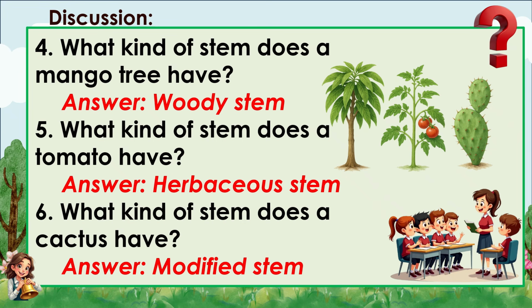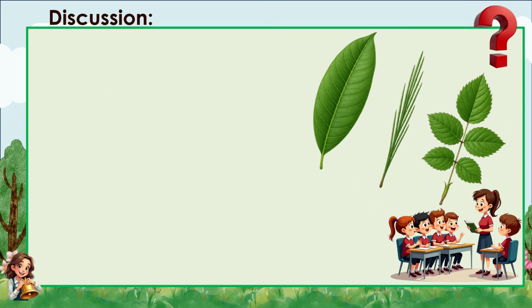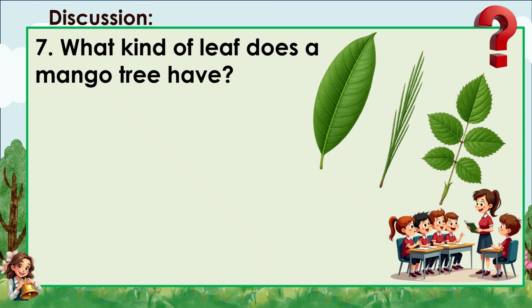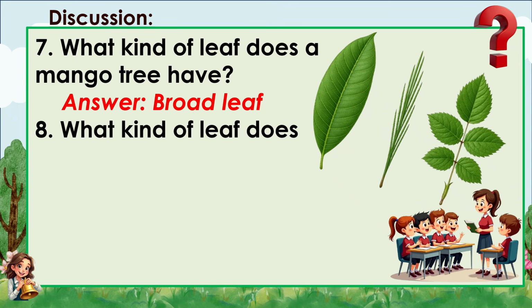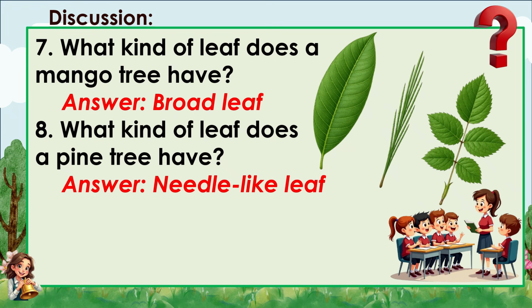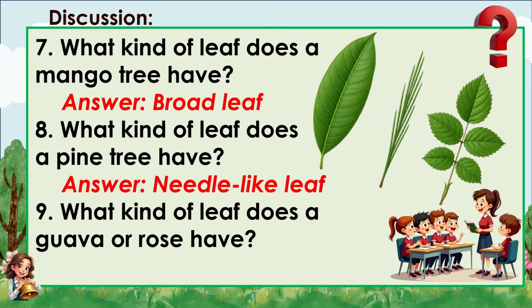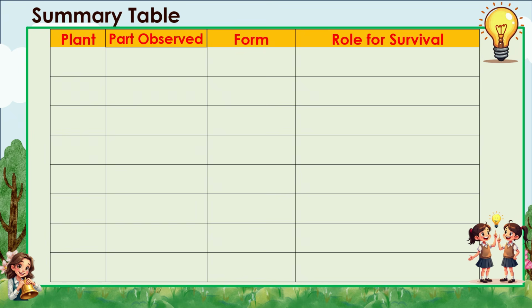Yes, it is modified stem. 7. What kind of leaf does a mango tree have? It is broad leaf. 8. What kind of leaf does a pine tree have? It is needle-like leaf. 9. What kind of leaf does a guava or rose have? It is serrated leaf.